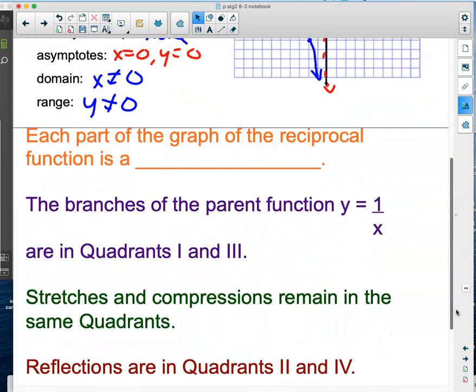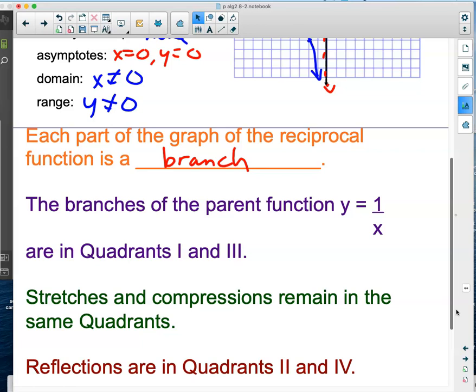Each part that we have graphed, and you've heard me call it this, each part is called a branch. We can't call it a line because it's not a line. They're curved. That's the big part of it here. So it's a branch. And the branches of the parent function y equals 1 over x are going to be in quadrants 1 and 3.